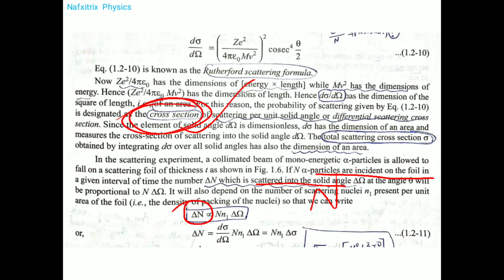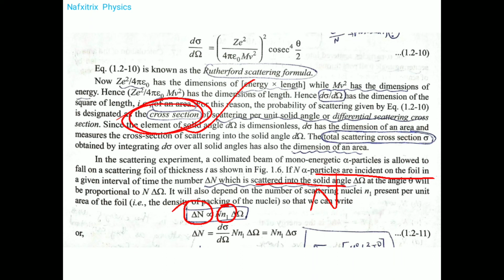If there are 10 alpha particles, scattering would be less. So delta n is directly proportional to n, as well as solid angle. The more the solid angle, the more the scattering, and into n1. n1 is nuclei present per unit area. The more the nuclei, the more the scatterers, so the more the scattering. The more the scattering centers, the more the scattering. The denser the atom, the nuclei, the more the scattering.